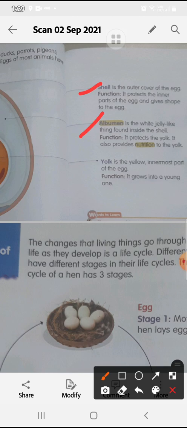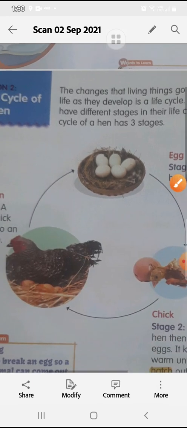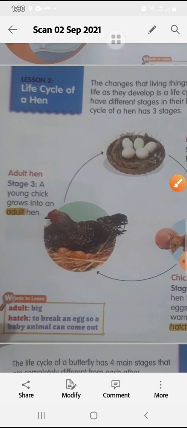And third part is yolk. It is the yellow innermost part of the egg, and its function is it grows into a young one. Okay, so these are the 3 parts of an egg: shell, albumen and yolk. Okay, next is lesson 2, life cycle of hen.